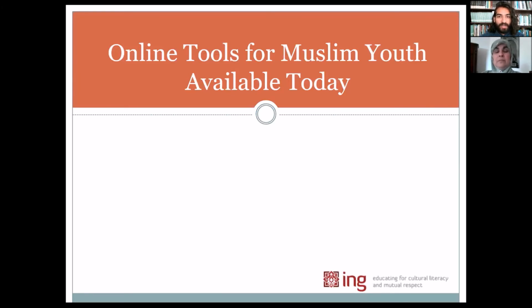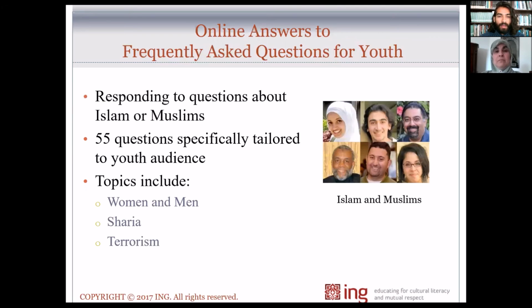I'm now going to switch gears to talk about some tools for Muslim youth. These are all available online. The first is a set of frequently asked questions for youth. We have 55 of them that cover topics on Islam and Muslims, and they include things about women and men, Sharia, terrorism. An unfortunate reality is that many Muslim youth are being asked very difficult questions by their classmates, by their peers. They might even have the questions themselves, and so we've compiled and tailored a list of 55 of these questions to Muslim youth that they can greatly benefit from.